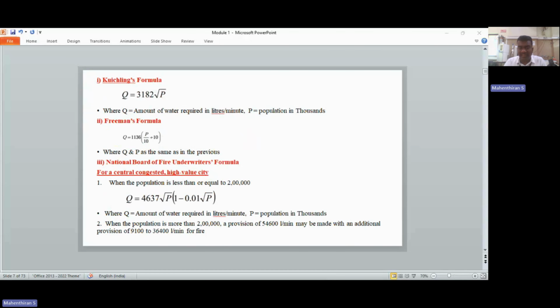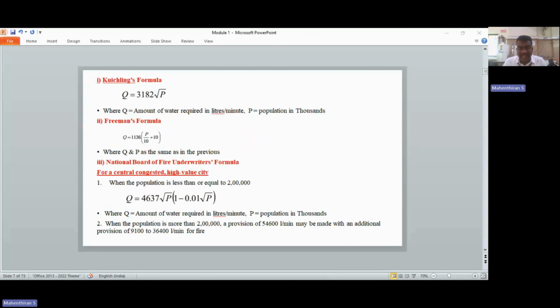This means even for smaller towns, a minimum fire demand is ensured. So compared to Quichling's formula, Freeman's formula gives a slightly higher and more conservative estimate. It accounts for base level fire protection requirement also.